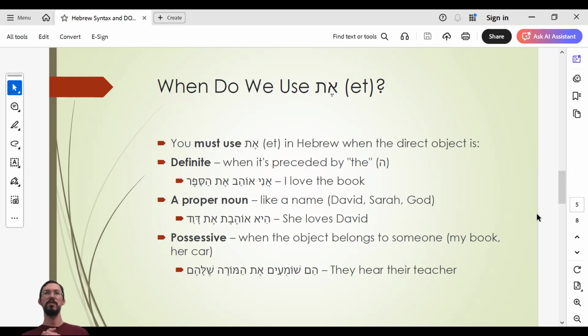You could say "I love book," "I love a book," but it won't be definite at this point. It'll be indefinite. And when you're implying somebody, a name, you would say, I don't know, Hi ohevet et David, right? Or Hu ohevet Sarah. The et will be used because you're talking about a specific person. So specificity is what you're looking for whenever you're stringing out sentences. If it's something that's specific, you want to use it.